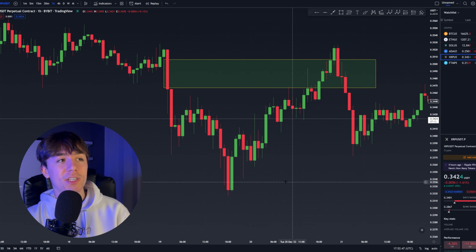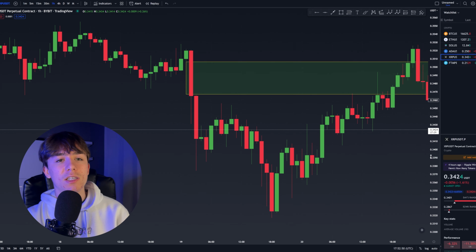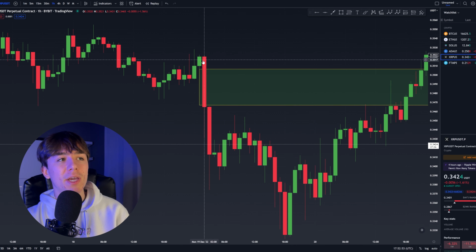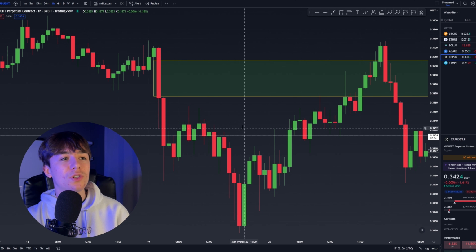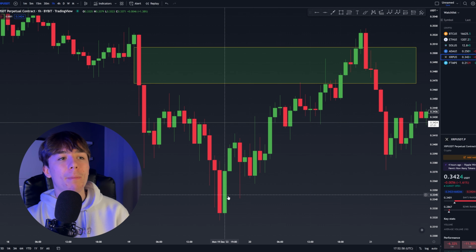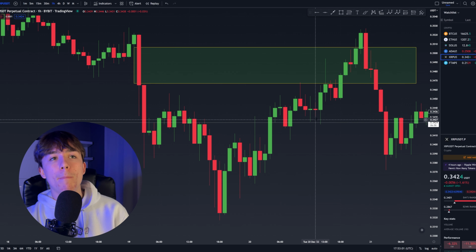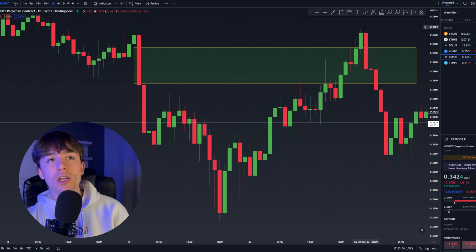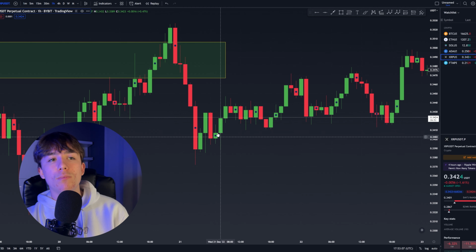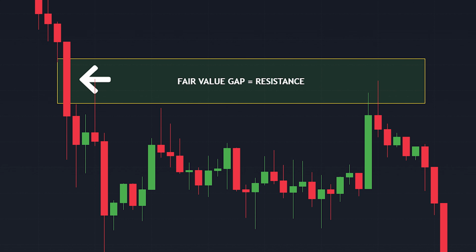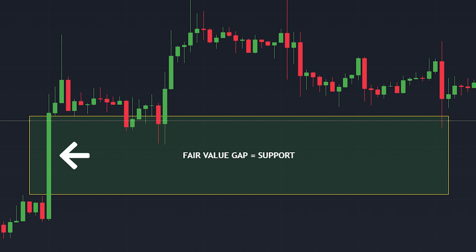And it works the exact opposite with a red candle. Right here you'll see a fair value gap being created by this big red candle. So what does price do afterwards? It trades below the fair value gap and uses it afterwards as a magnet, as a level of resistance before going back and moving further. So remember, when price is currently trading below the fair value gap, it can use it as a level of resistance. And when price is trading above a fair value gap, it can use it as a level of support. So basically a fair value gap is like a magnet before going further.